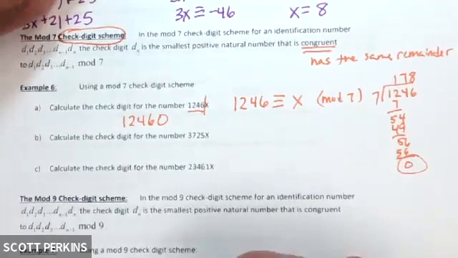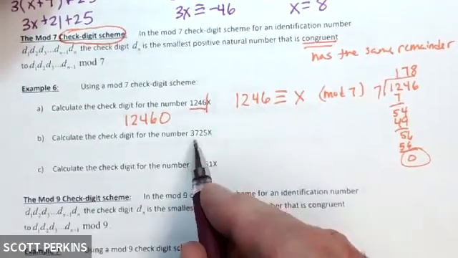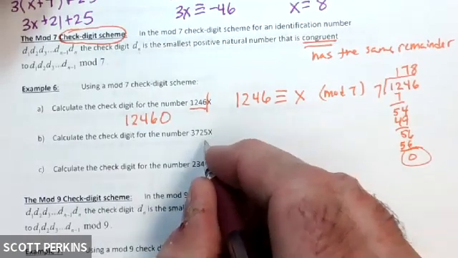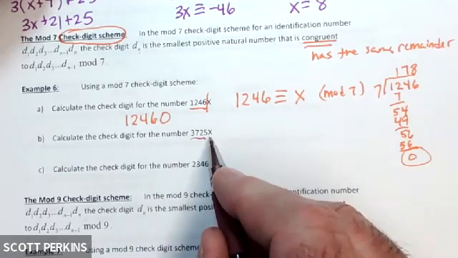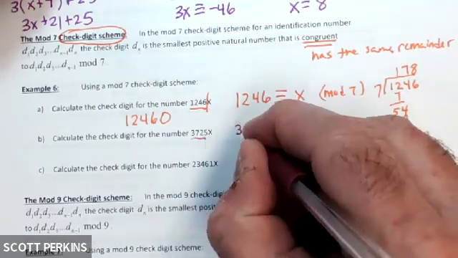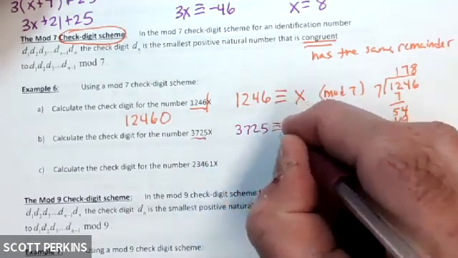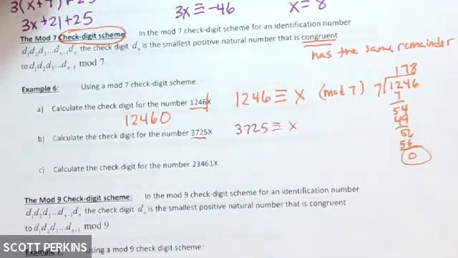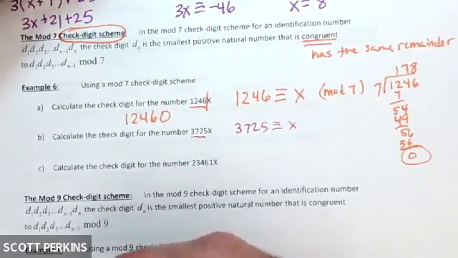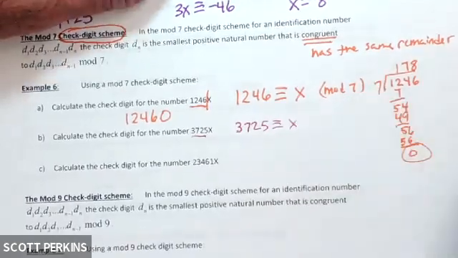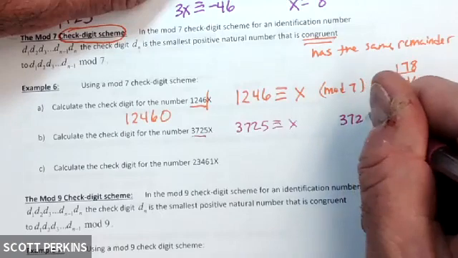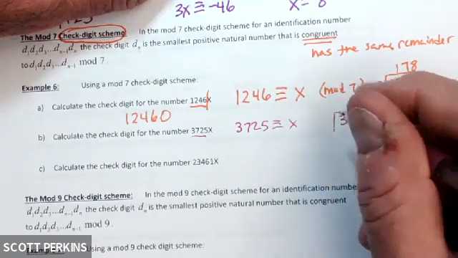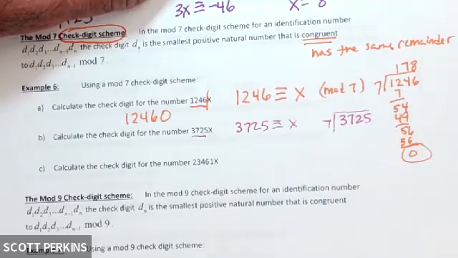Okay, so the check digit scheme just says this in this number. I'm going to separate it. I'm going to have the 3725 on one side, and it has to be congruent to X. So 3725 has to be congruent to X. Congruence means that they have the same remainder. So I'm just going to check out the 3,725. I didn't really leave myself a lot of room for the work, so I apologize for my bad planning.